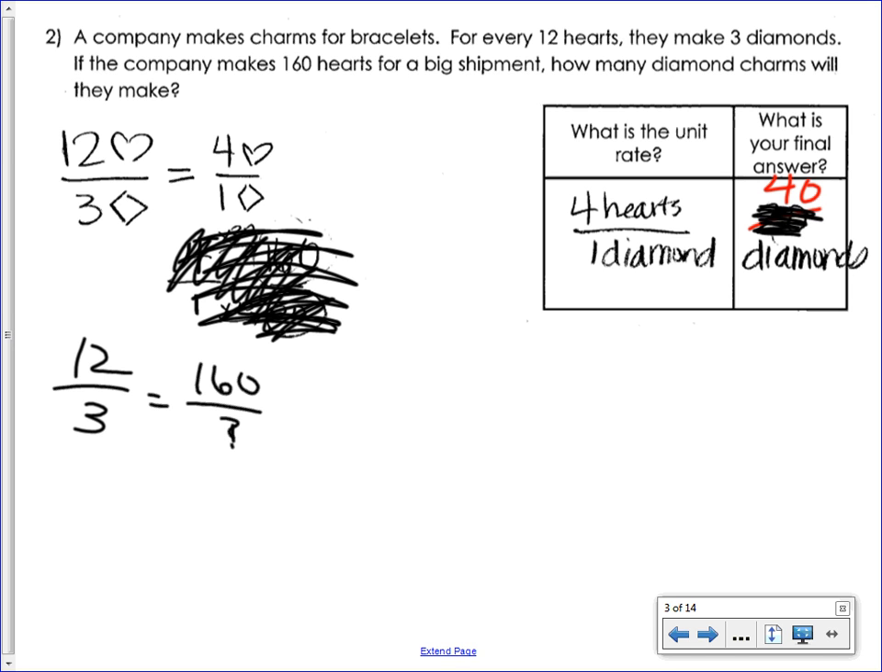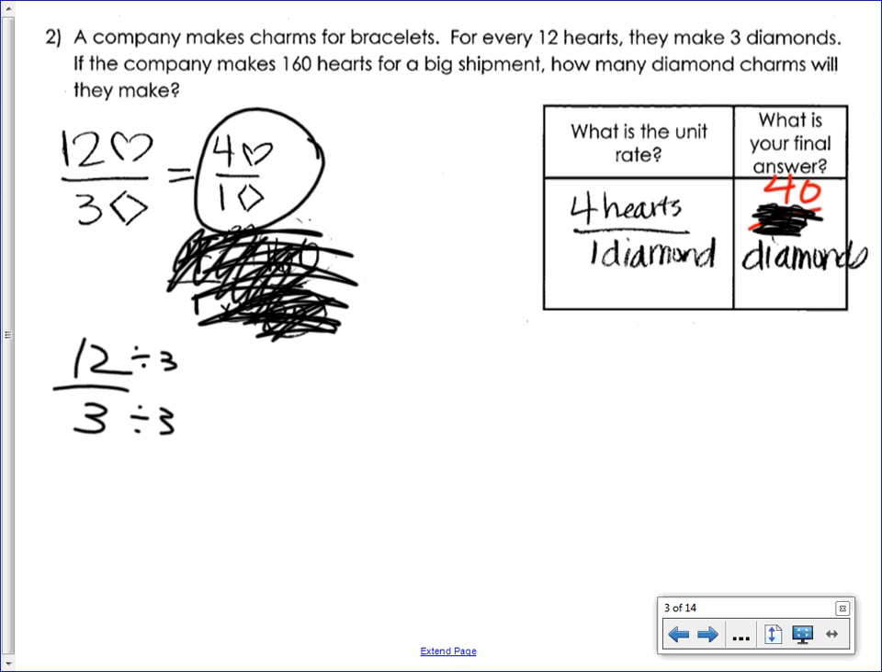So you start by looking at the first ratio. Can I simplify 12 over 3? Do they have a common factor? What is the factor? 3. Yes, that's right. So if I divide the top and the bottom by 3, 12 divided by 3 is 4. 3 divided by 3 is 1. So this is where this unit rate is coming from.